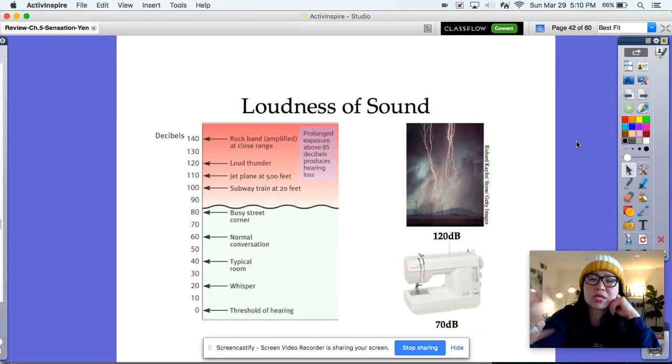And I know music is a huge part of your lives. Just make sure you're not listening to it too loudly because you don't want permanent hearing loss.